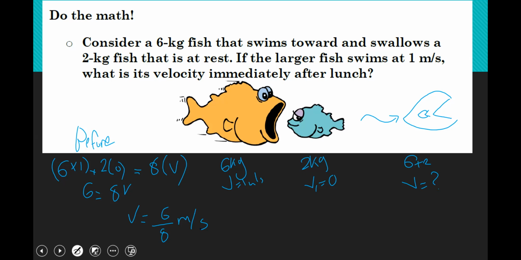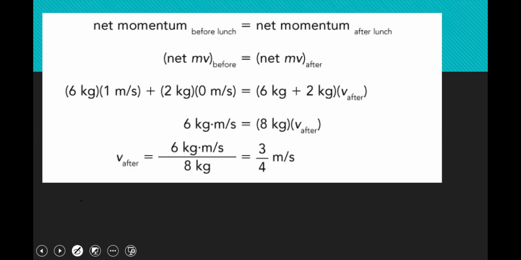Is it clear? If we replace the velocity... Yes, teacher. I say that if we make 8 times 6 over 8, it will also equal 6. And this is the law of conservation. Yeah, exactly. So this is now the solution here. The net momentum before equals the net momentum after, 6 times 1 plus 2 times 0, as we did before. So the velocity after lunch is 3 over 4 meter per second.